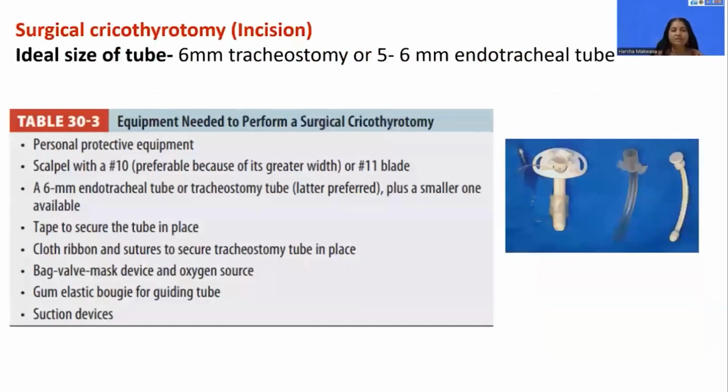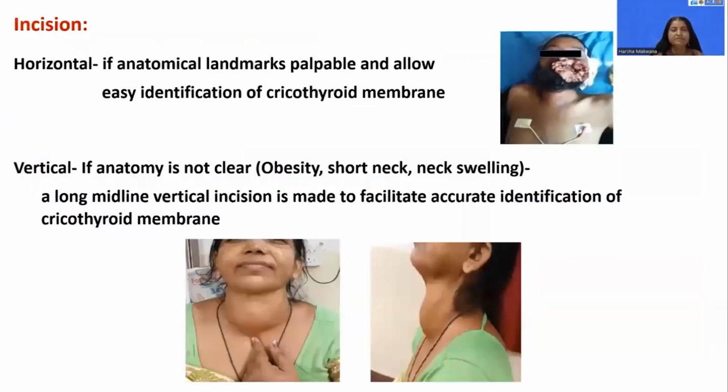Now coming to surgical cricothyroidotomy. The ideal size of the tube used is a 6 mm tracheostomy or a 5 to 6 mm endotracheal tube. Here I have pasted the table exactly the same as in the textbook, so the student can remember where it is given and how to do it. Because of time constraint, I will skip this, but the students can read it from the textbook. Now coming to the incision.